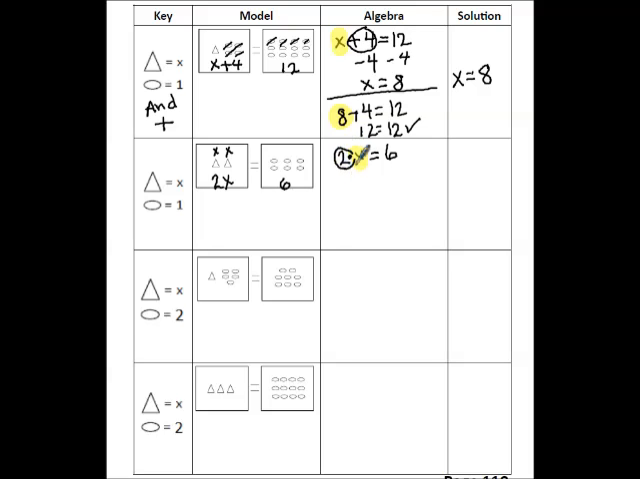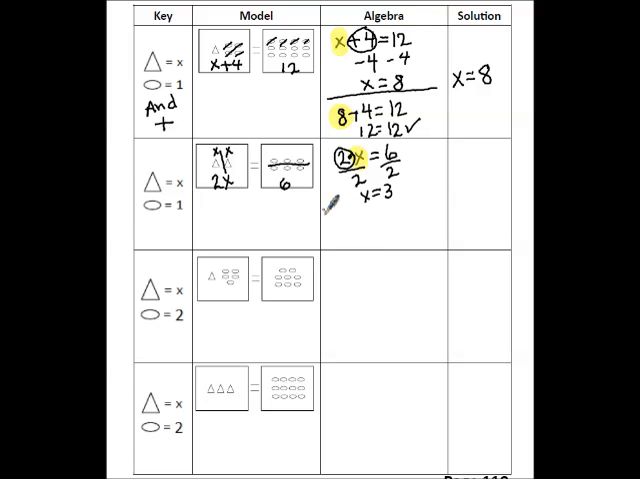So what undoes that times 2? Well, dividing that into 2 groups. So if I divide that into 2 groups, I have x in each group. And if I divide the right side into 2 groups, then I'm going to have 3 in each group. So my final answer is x equals 3.